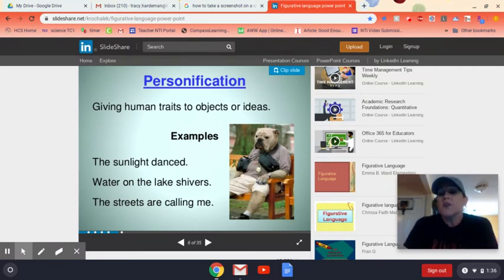"The streets are calling me." You see that a lot if you're really, really hungry and there's pizza that just gets delivered, and you can say that the pizza was calling my name. Or if an alarm clock wakes you up in the morning, "the alarm clock screamed at me as it went off at 5:30 in the morning." Those are all things that those objects couldn't necessarily do in real life, but you're giving the idea of the sound, or you're trying to paint a picture for the reader and make it more interesting by giving it human traits.